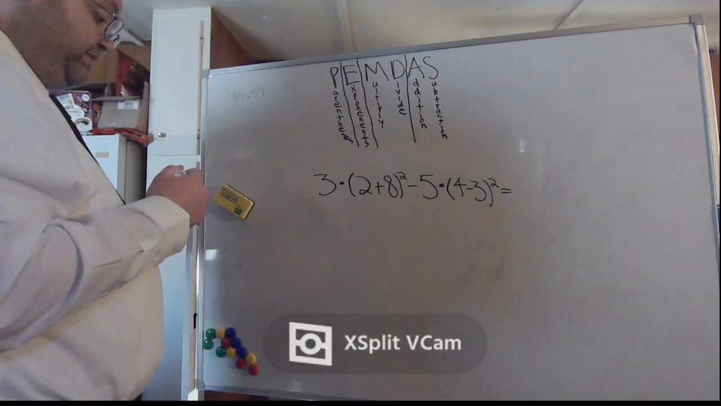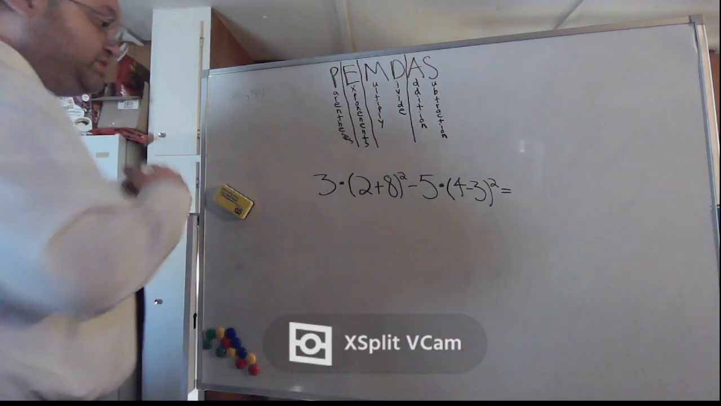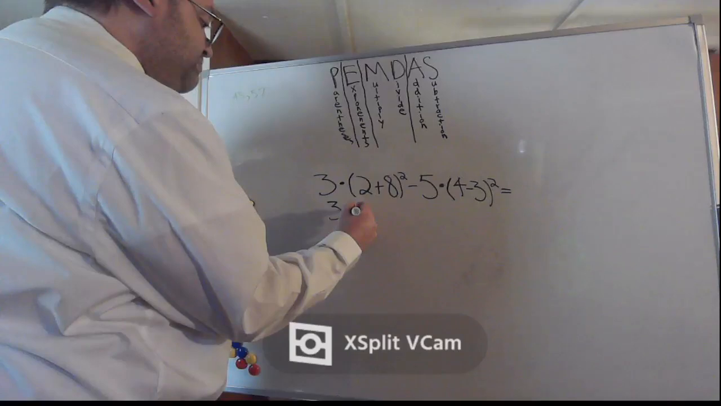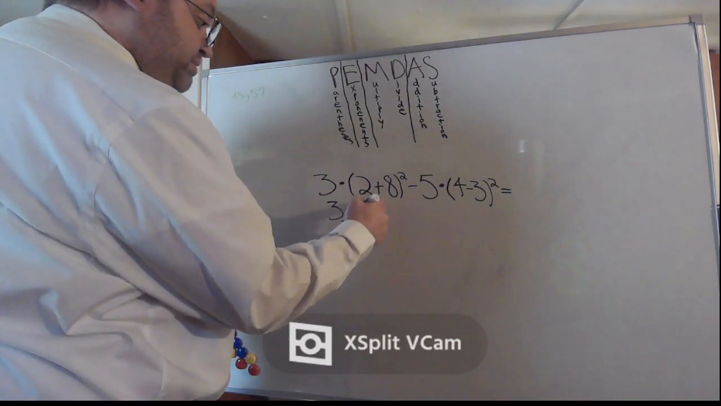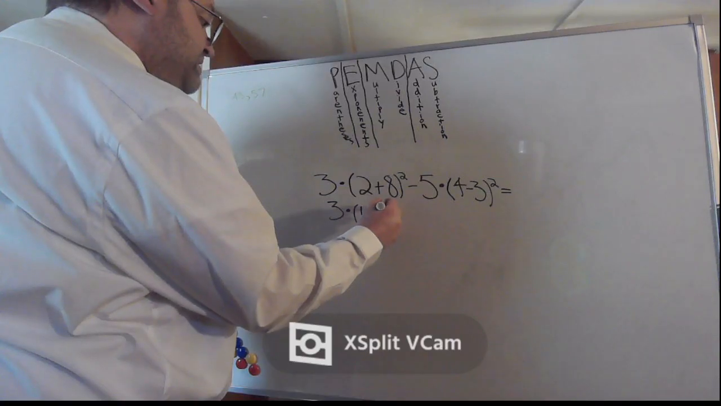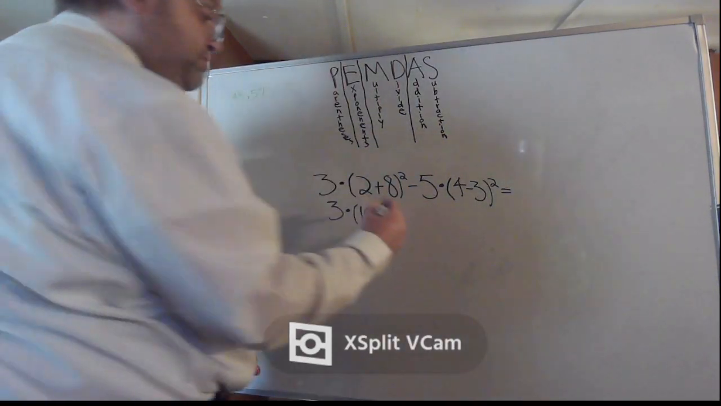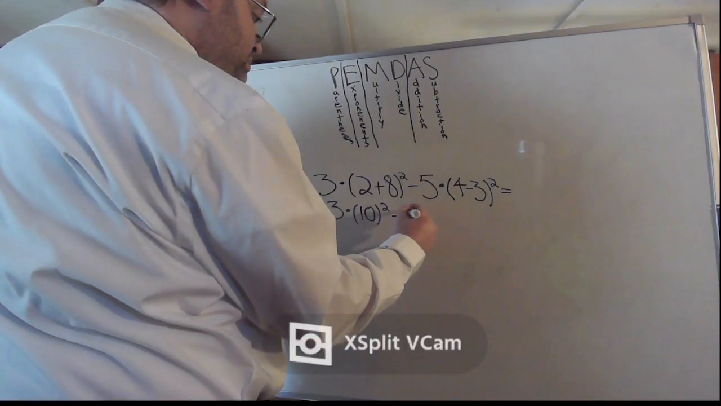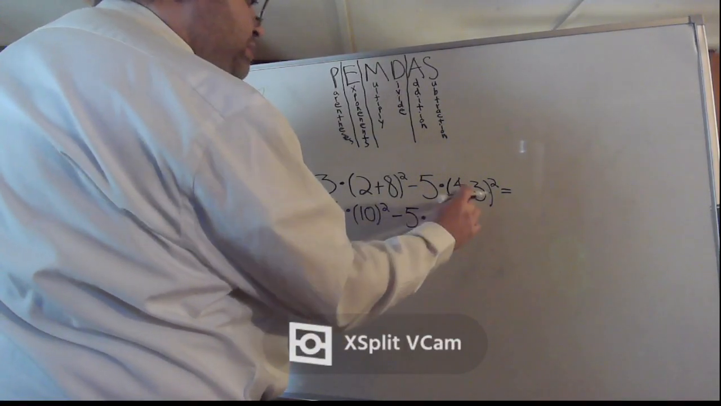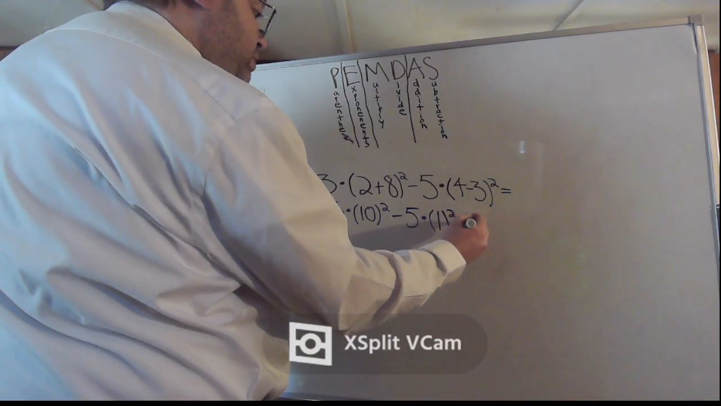What do we see first? We see parentheses, so we would solve for those first. So you'll still have your 3 on the outside times what is in parentheses. 2 plus 8 is 10. You'll have 10 to the second power. We haven't addressed the exponents yet, but we got to address the parentheses first. Minus 5 times what's in parentheses. 4 minus 3 is 1. That 1 will be to the second power.